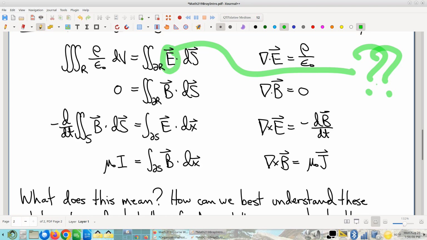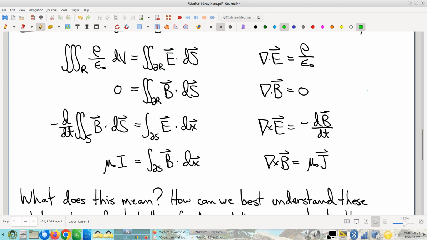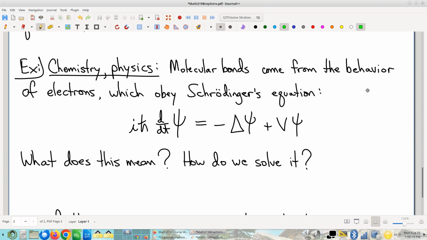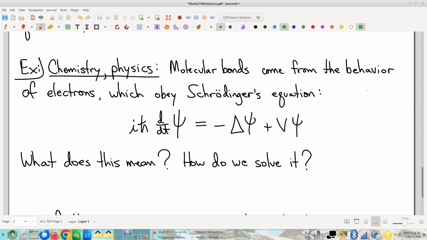Okay. All right. And likewise with the others. Okay. Schrodinger's equation.